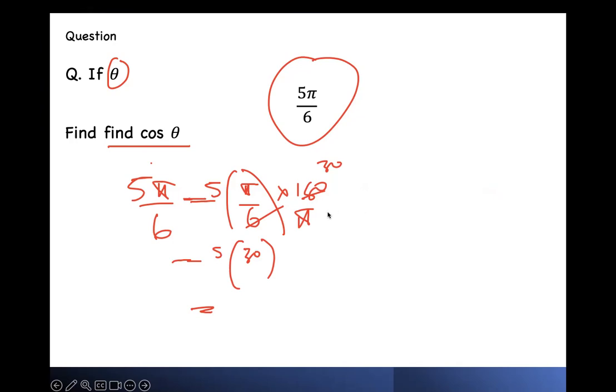I'll show you more of it. If I see 4, how many times can 4 go into 180? 45. Yes, so that's a 45 degree angle. So pi over 4 is 45.